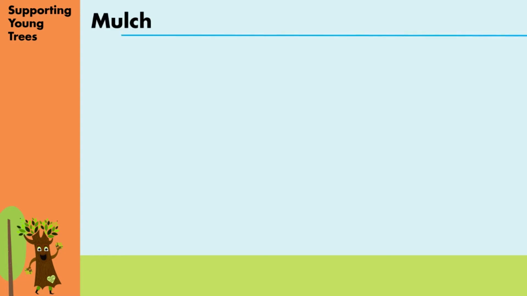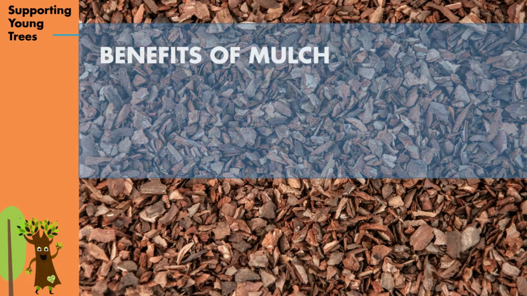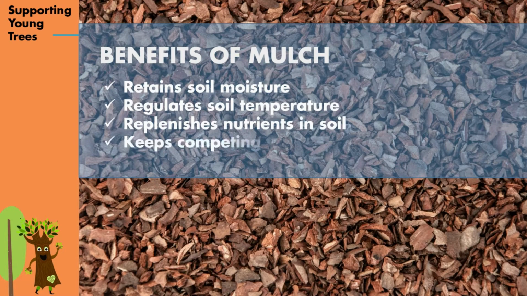Mulch is organic matter placed over the root zone and is a critical line of support for urban trees. Mulch has a lot of benefits and is an essential component in supporting a young tree. Mulch retains soil moisture longer, regulates soil temperature in winter and summer. It slowly replenishes the nutrients in the soil as it breaks down, and it keeps competing weeds and grass at bay. And without the weeds and grass growing in the root zone, this automatically keeps lawn equipment away from the base of the tree.